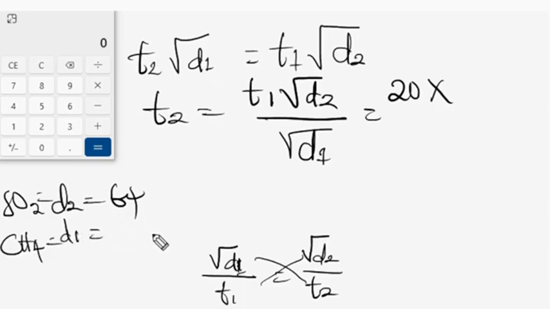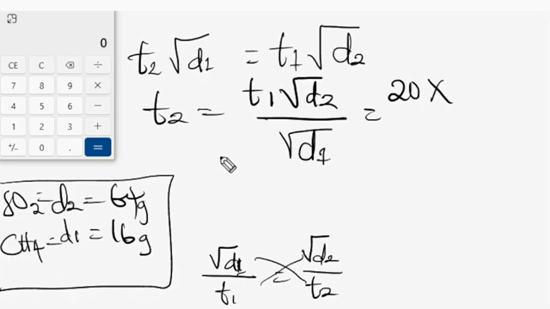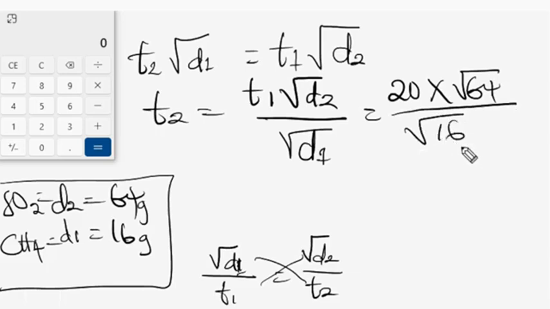we actually got 16 grams. So let's not forget this. So we're going to use them here. So root d2, which is root 64, and over root d1, that's root 16.